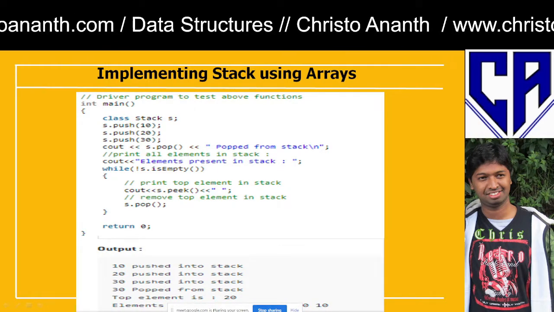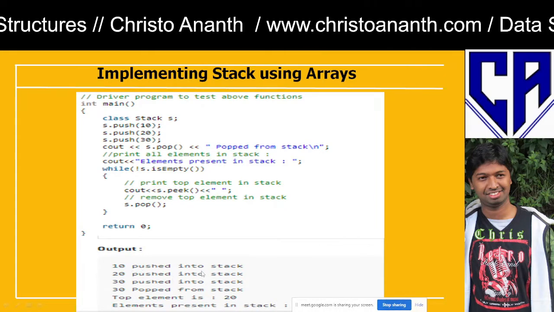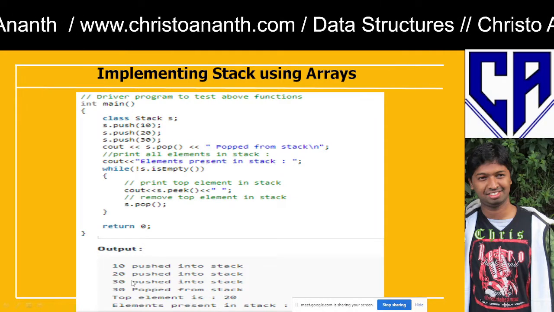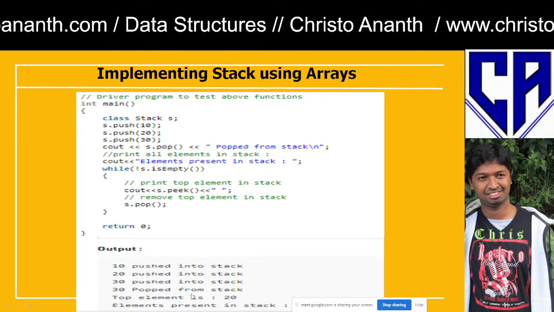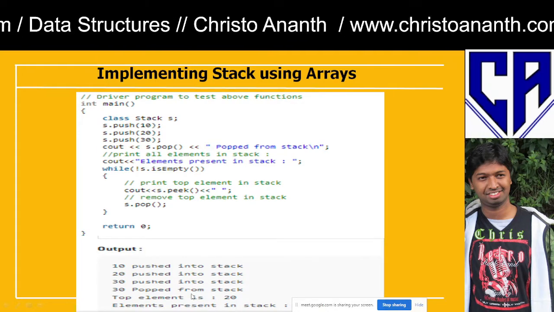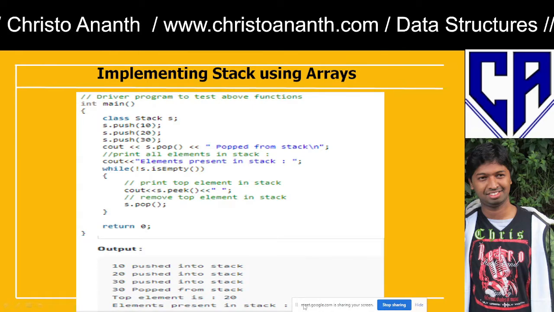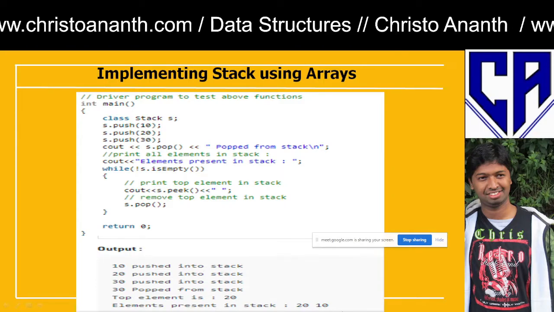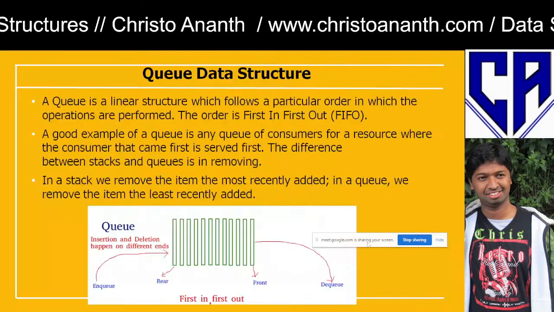So when you execute this particular code, first of all 10 is pushed into the stack, and then 20, and then 30, and then afterwards this 30 is popped from the stack. So after 30 is removed, the top element which remains is 20. So the elements present in the stack are actually 20 and 10, because 30 is removed. So here we are going to go for the queue data structure.